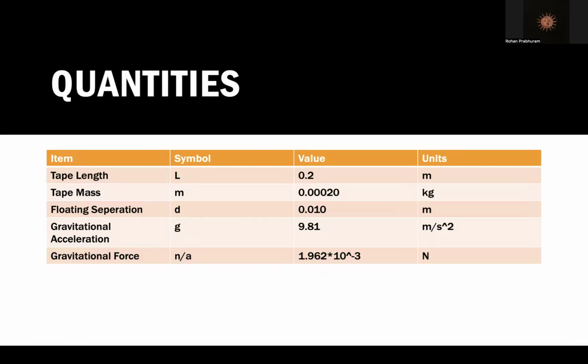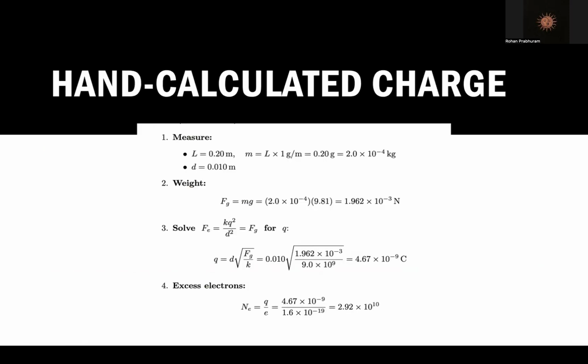These are my quantities. From the tape length of 20 centimeters and specification of 1 gram per meter, the mass is 2/10 of a gram, or 2 times 10 to the minus 4 kilograms. The weight force Fg is then given by these calculations and is 1.962 times 10 to the negative 3 newtons. Setting the electrostatic force equal to this weight and solving for Q gives a value of 4.67 times 10 to the negative 9 coulombs, as you can see from these calculations. Dividing by the elementary charge yields roughly 2.92 times 10 to the 10 excess electrons.